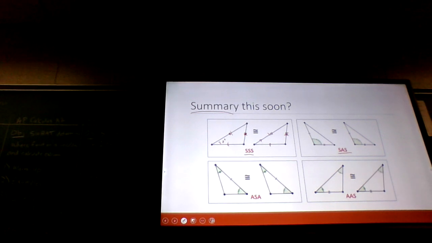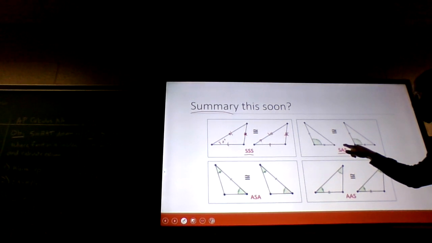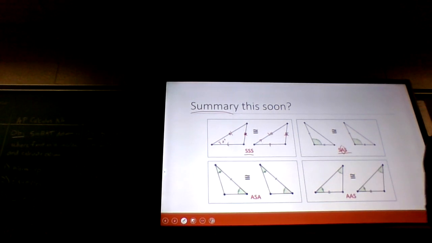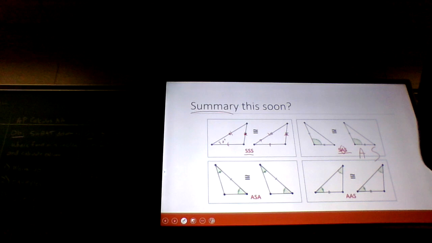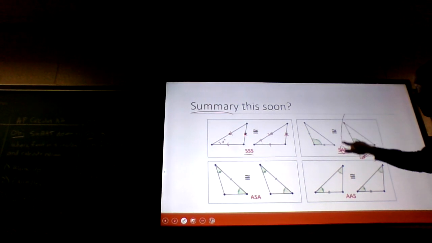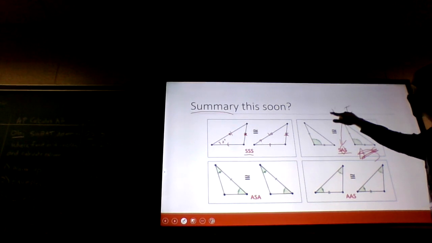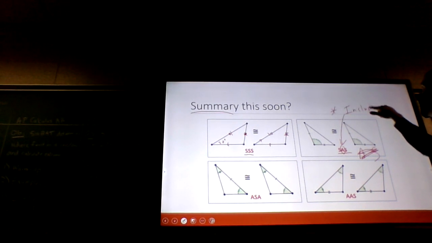Here's another one, SAS. Can you guess why it's SAS? Side angle side, right? Now here's something I'm going to talk about more in a minute. It turns out that this angle, that A, has to be in the middle. And you could probably guess that if I spelled it A-S-S, that'd be kind of a bad word, right? Well, there's a reason that A is in the middle, and it's not because we don't want to write a bad word. It's an important concept because it has to be the included angle. We'll talk more about that in a second.